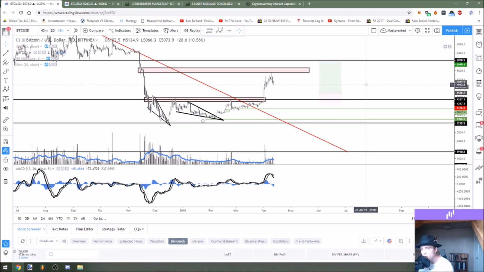So let me just show you a trade that I took and showed my mastermind members previously, and you guys can kind of learn from the way that I've done this in the past.